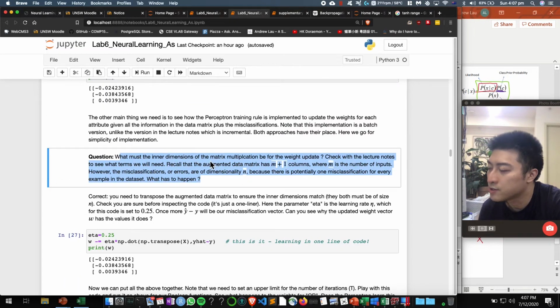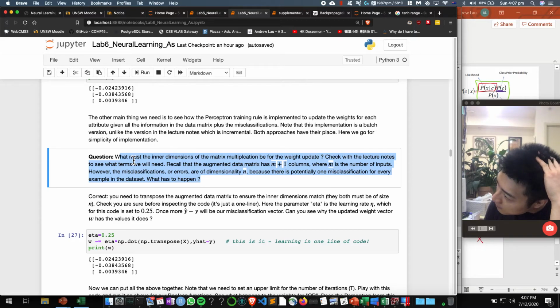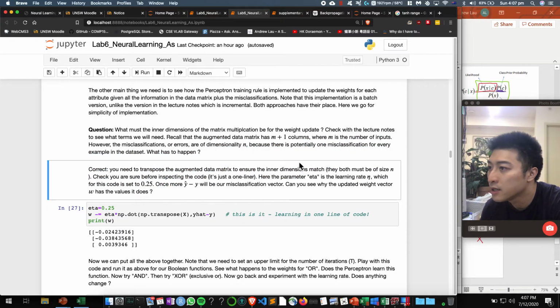And there's a question here: what must the inner dimensions of the matrix multiplication be for the weight update? Basically, in the algebra, for matrix multiplication to work, the inner dimensions have to be the same. For example, if you have matrix A times matrix B, the number of columns in matrix A must match the number of rows in matrix B. That's fairly standard. It refers to an augmented data matrix here, n plus 1. The plus 1 is just the bias term. M is the number of features, and you have the bias term. Cool.